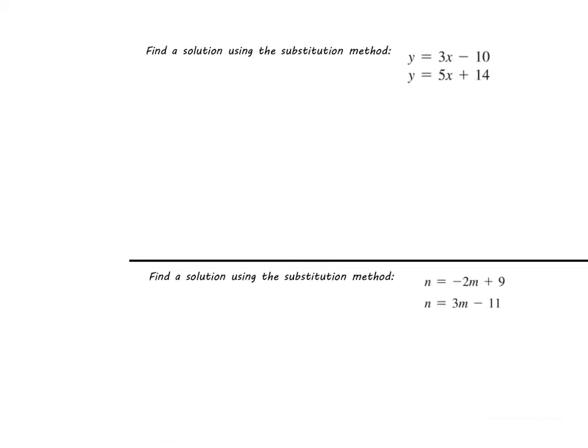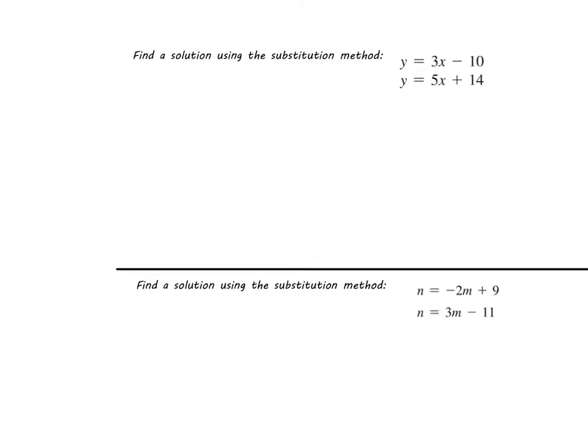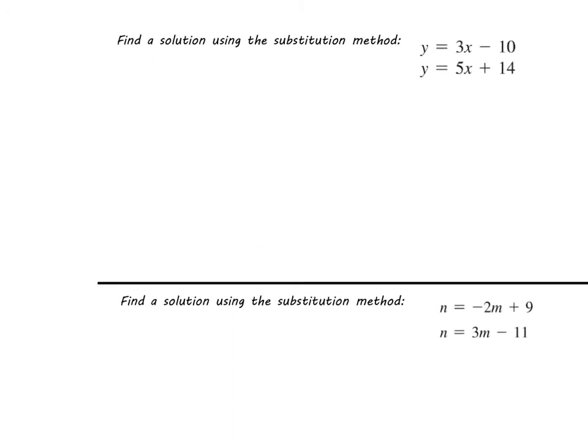The next process that we're going to try for solving a system is using the substitution method. Basically, the idea behind the substitution method is to find two quantities that are equal to each other, so you can set them equal to each other and solve for a variable.